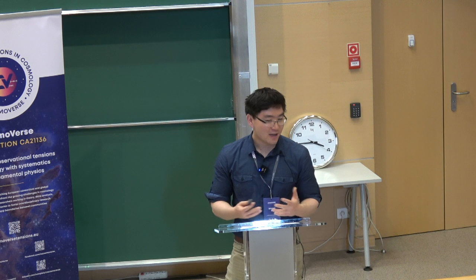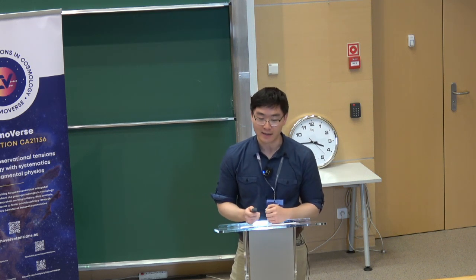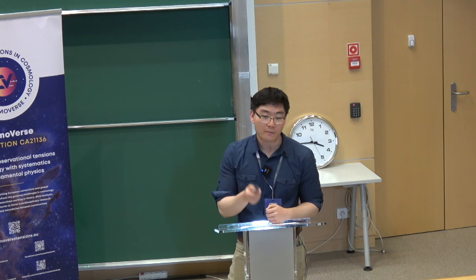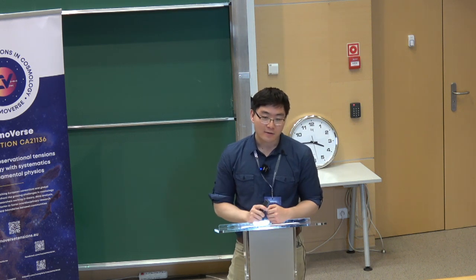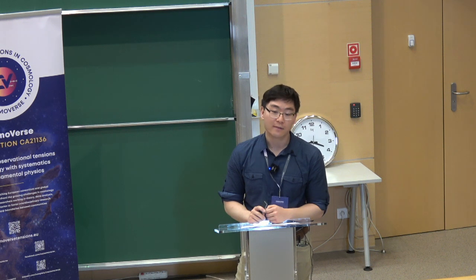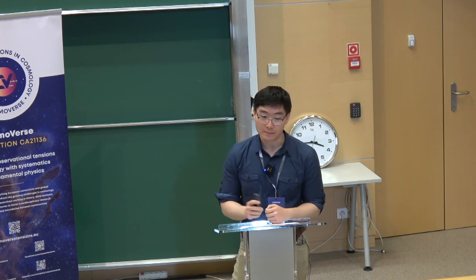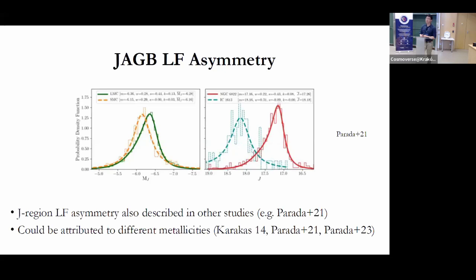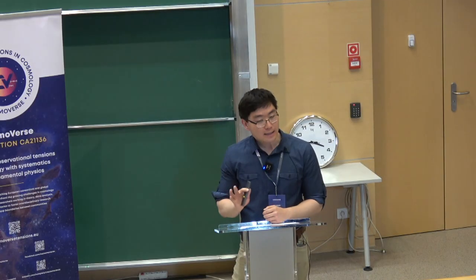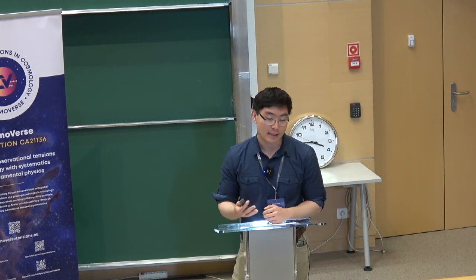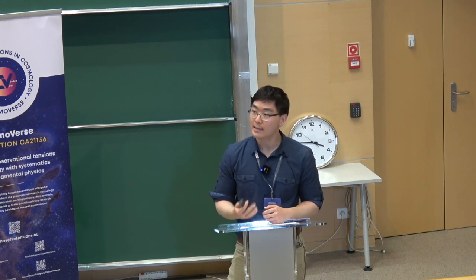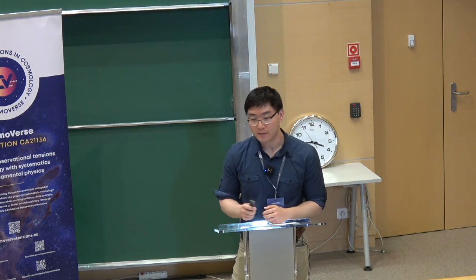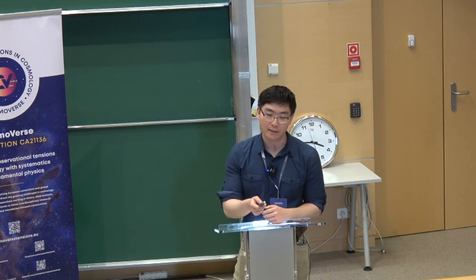And so I've been talking about this asymmetry and variations a lot, and you might be wondering, where does this asymmetry come from? I want to note that the asymmetry in this J region luminosity function has been independently observed by other teams as well. Here I'm showing a plot from the Pradhan 2021 paper that clearly shows different levels of asymmetry in their luminosity functions. Now this could potentially be attributed to different metallicities, and that carbon stars with different metallicities might have different mean magnitudes, although this is at the moment not well calibrated.